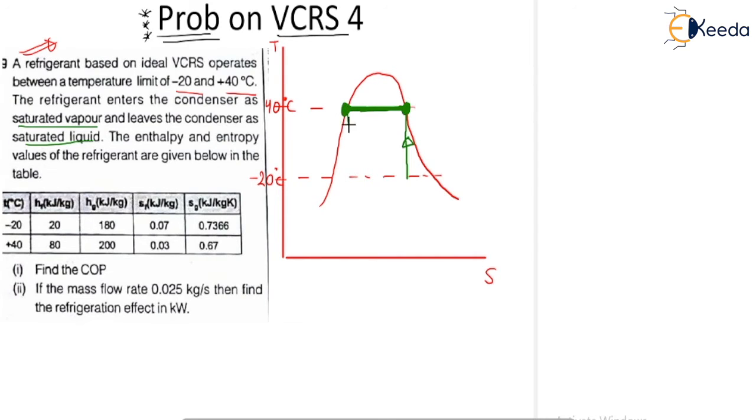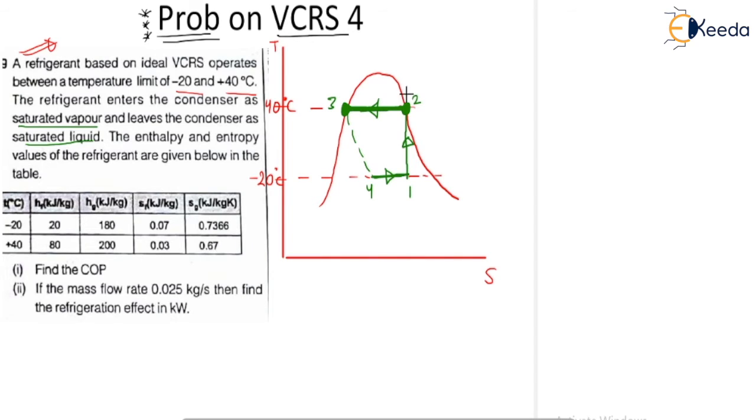Now again your refrigerant is going to circulate in an anti-clockwise manner. This is the isenthalpic process, which is a highly irreversible process, and this is your evaporator process. That means 4 to 1 is your evaporator process, 1 to 2 is your compressor process, and 2 to 3 is your condenser process.